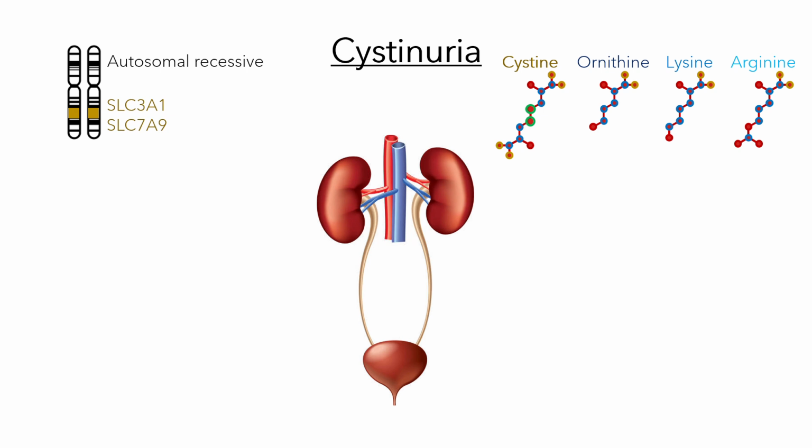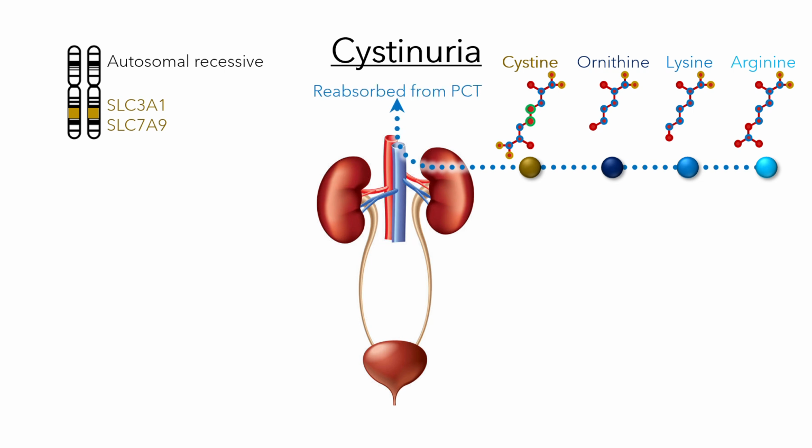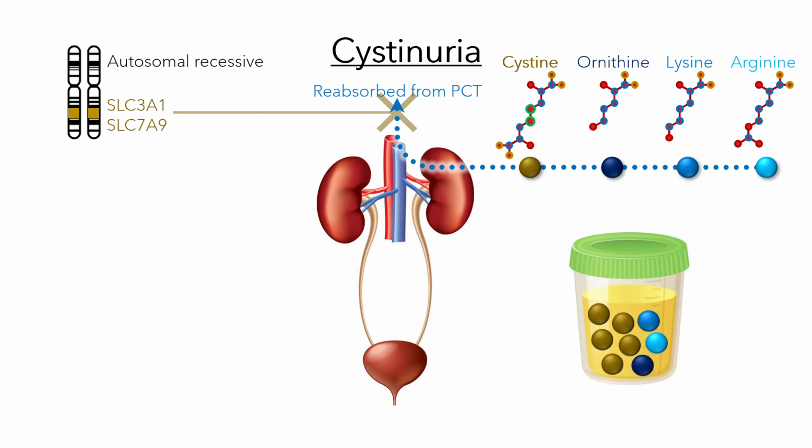which encode subunits of transporter proteins responsible for reabsorbing cysteine, ornithine, lysine, and arginine in the kidneys. Normally, amino acids are reabsorbed from the proximal convoluted tubule into the blood. When these transporters are defective, amino acids are not properly reabsorbed and are excreted in high amounts in the urine.